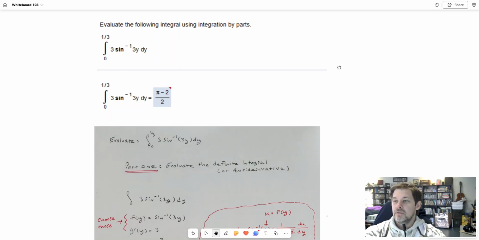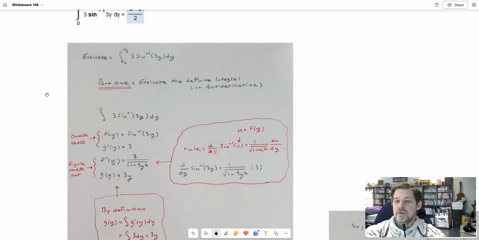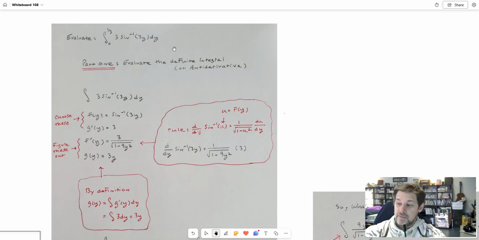Okay. So, the question was to evaluate this definite integral by using integration by parts. It's a definite integral because I have bounds of integration. Okay. So, I'll divide doing that into two parts. Okay. So, part one and part two. Part one, I'll just evaluate the definite integral, meaning I'll just look for the antiderivative of that function that we start with, 3 times sine inverse 3y.